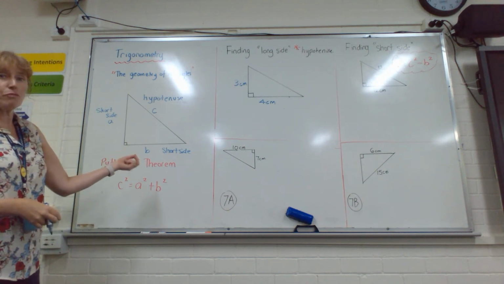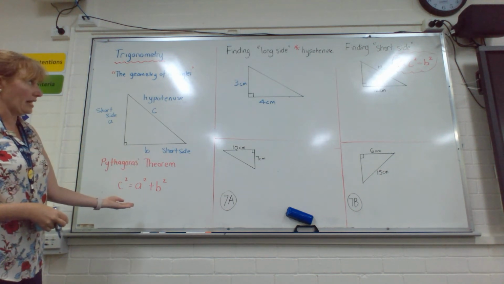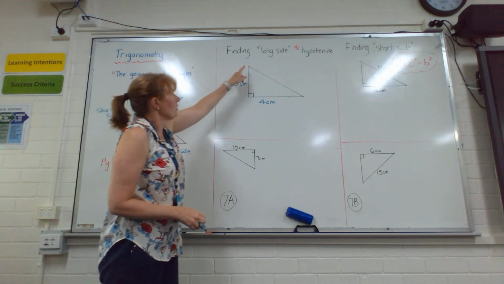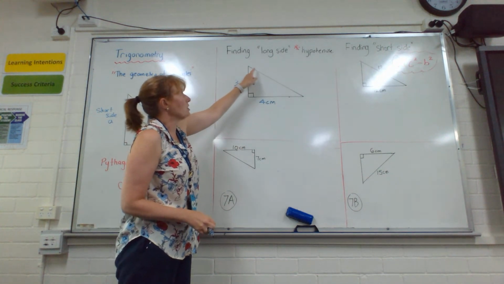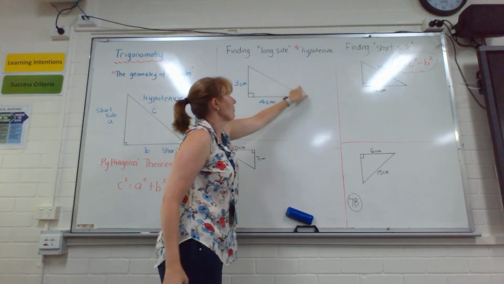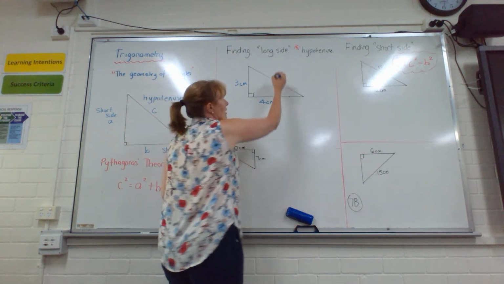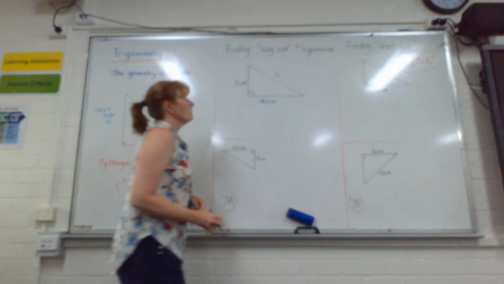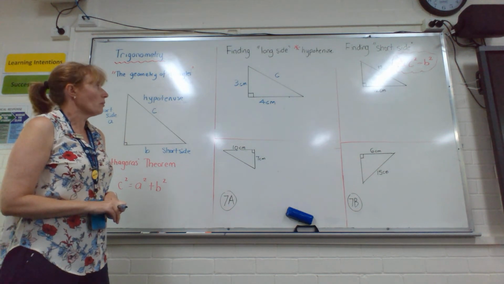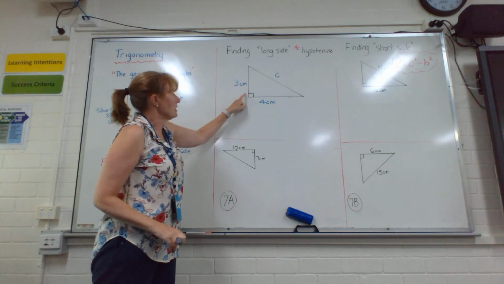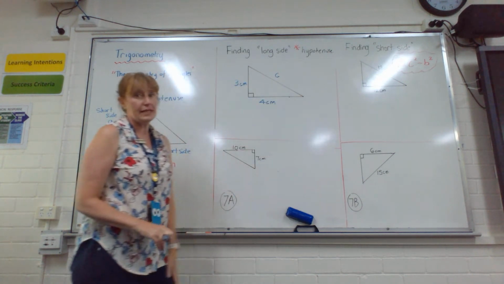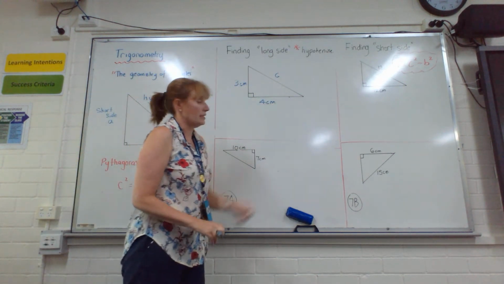So you might already have paused the video and written that down, and then we're moving on to finding this long side. We've already mentioned that the mathematical word for that long side is hypotenuse. We're trying to find this length here, so we're going to give that side the label C, because we said the hypotenuse was always C. What we know about this triangle is that this side is 3 centimetres long, this side is 4 centimetres long, the longest side, the hypotenuse, is C, and we're trying to find how long C is.